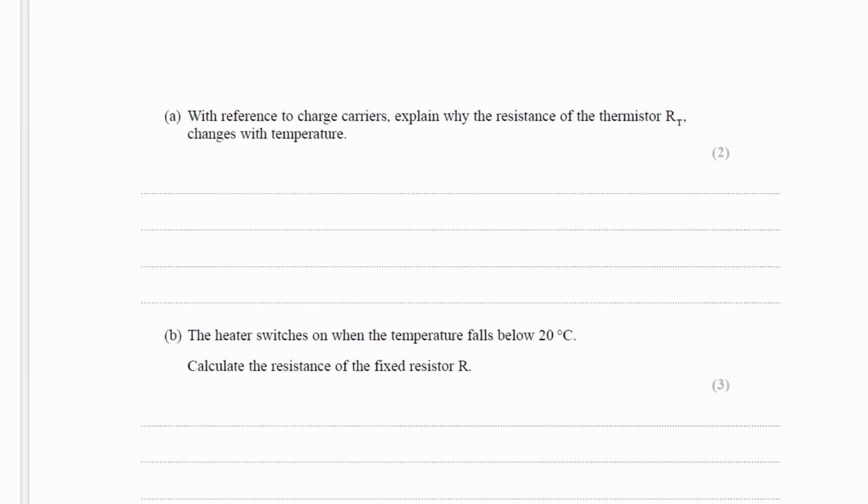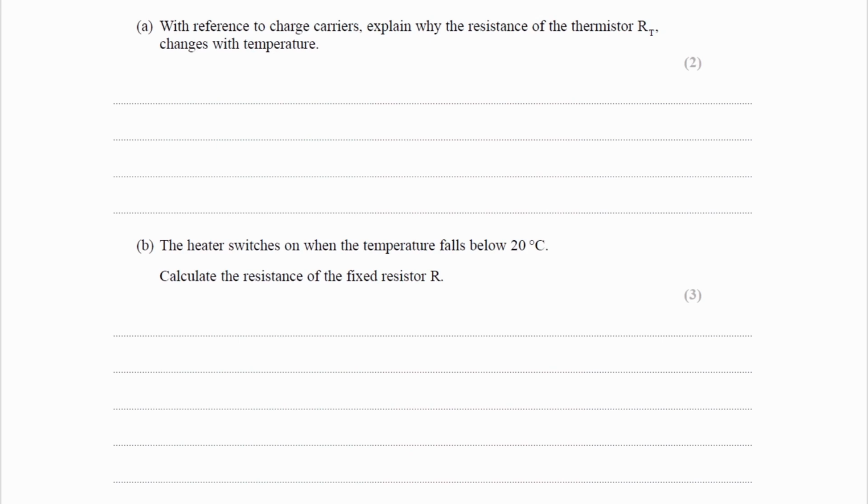For the first part, it says, with reference to charge carriers, explain why the resistance of the thermistor RT changes with the temperature. So for a thermistor, as you increase the temperature, that will give electrons in our semiconductor some energy to jump from the valence band to the conduction band. And when they're in the conduction band, they can move more freely around as current. So that increases the charge carrier density.